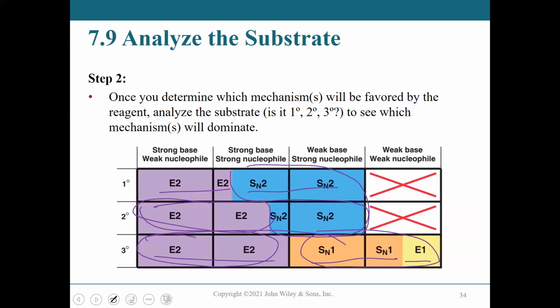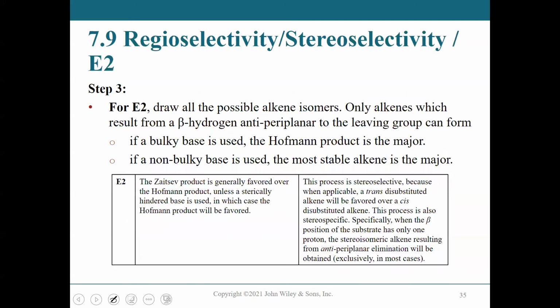Here, this table is good for discussion. But once again, you guys will never be placed in a situation where you have to judge if it's going to be SN2 or E2. Your reactions are either going to be only elimination or only substitution. But it's a good idea to have this comparison, right?